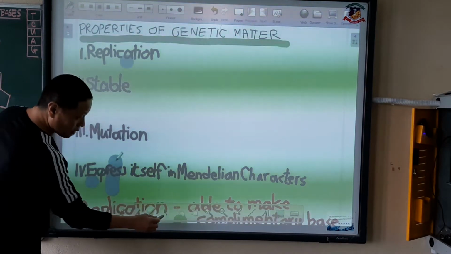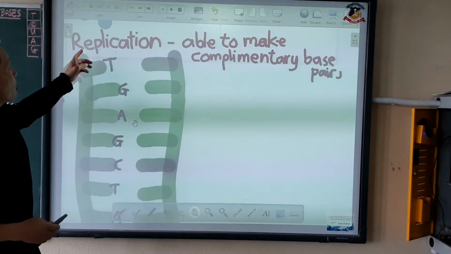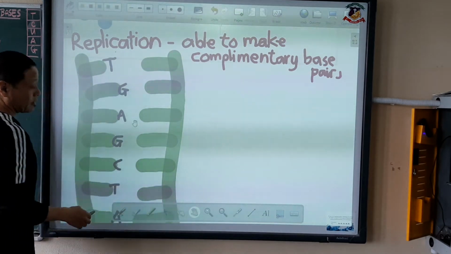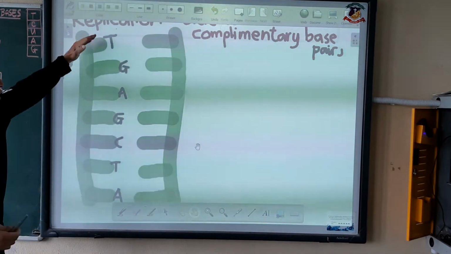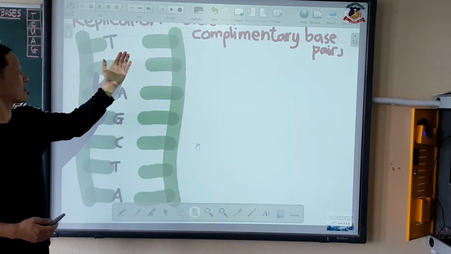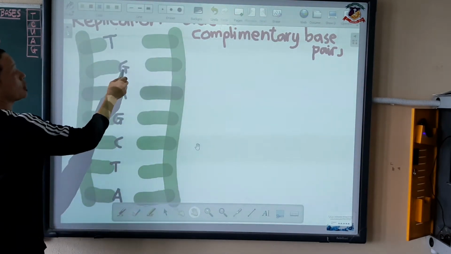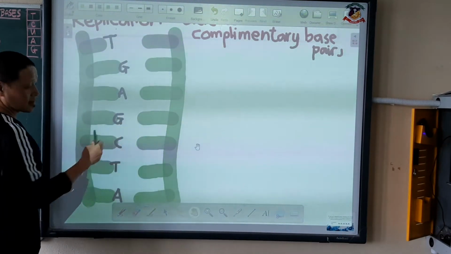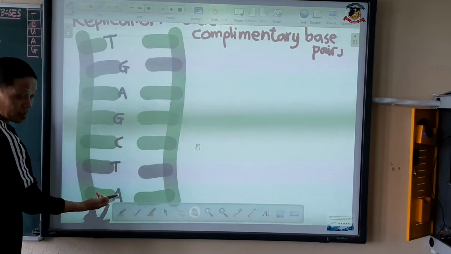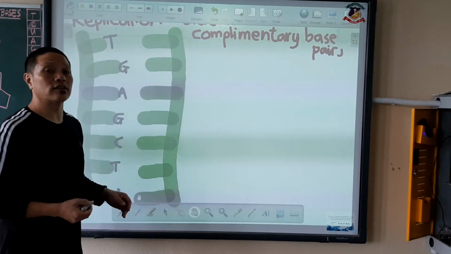Replication is the ability to make complementary bases. For example, I've just drawn a section of the DNA here with the codes given on one side. And we can easily guess or write the complementary bases on the other side, because we know that T always goes with A, G always goes with C. A with T, G, C again. C is here, we get G here. T is here, we get an A here. Since A is here, the last one, we get T. So this is how we can just write down the new base pairs.